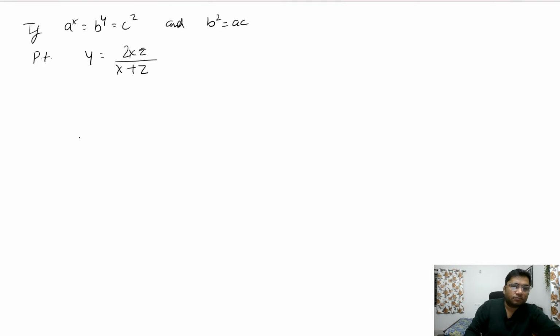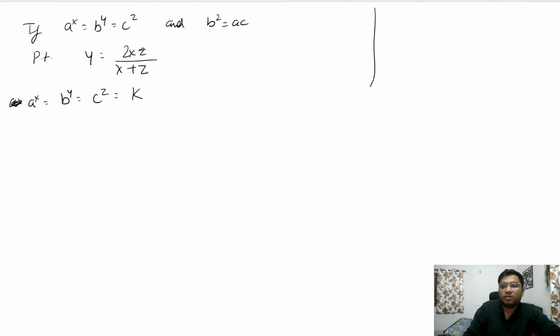So what I'm going to do is I will write a to the power x is equal to b to the power y is equal to c to the power z is equal to k. So I'm asking you to bring another variable k, but don't underestimate k. Never. K is a very, very powerful variable. I'll show it to you.